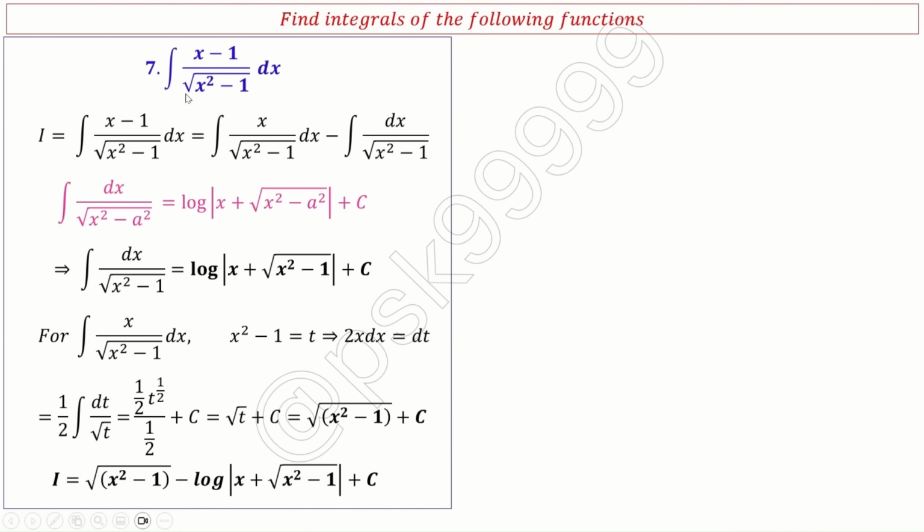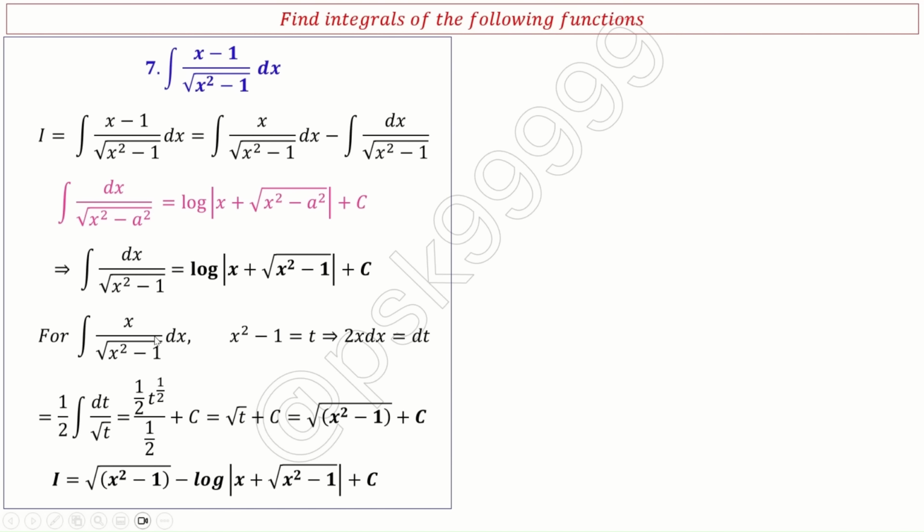Integration of x minus 1 divided by square root of x square minus 1 dx. Okay, so first split it. I can split this as integration of x by square root of x square minus 1 dx minus integration of dx by square root of x square minus 1. This is straightforward, right? This is nothing but this formula here. The answer is log of x plus square root of x square minus a square. a is 1, so I'll just put a as 1. This is the answer. Okay, this is the second part.